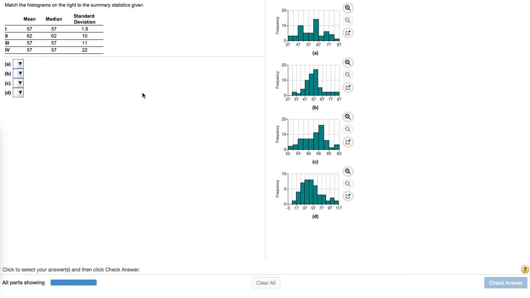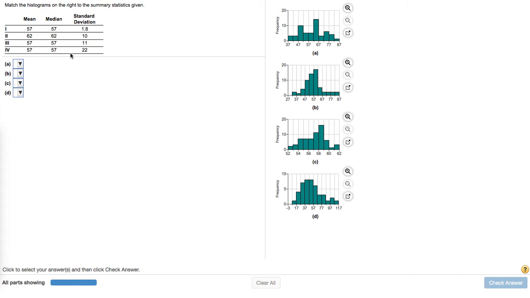For this problem, we are given information about 4 different histograms, the mean, median, and standard deviation, and then we just have to match 1 through 4 to A, B, C, and D. And just examining this really quickly, all of them except for 2 have the same mean and median. That's different for this second option. And then the other important piece of information is the standard deviation.